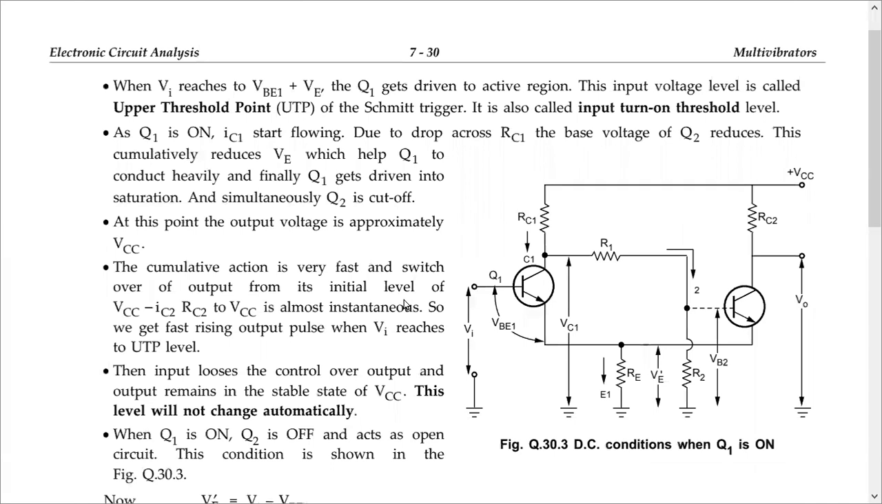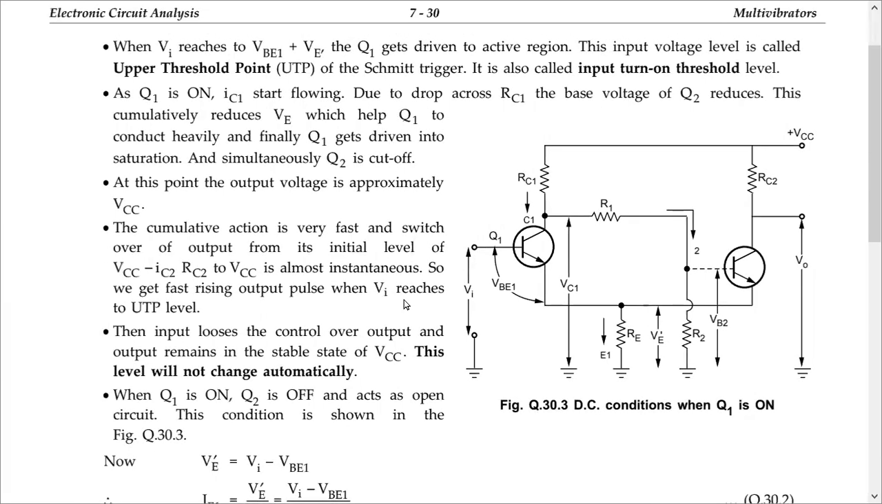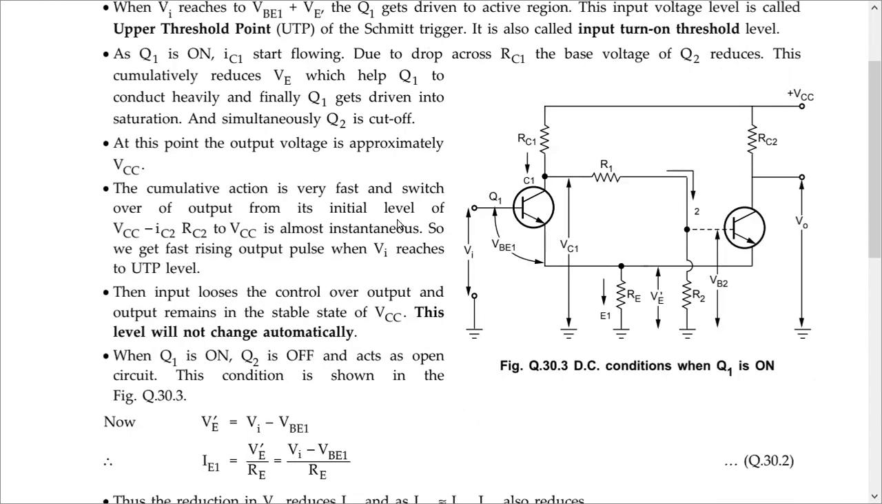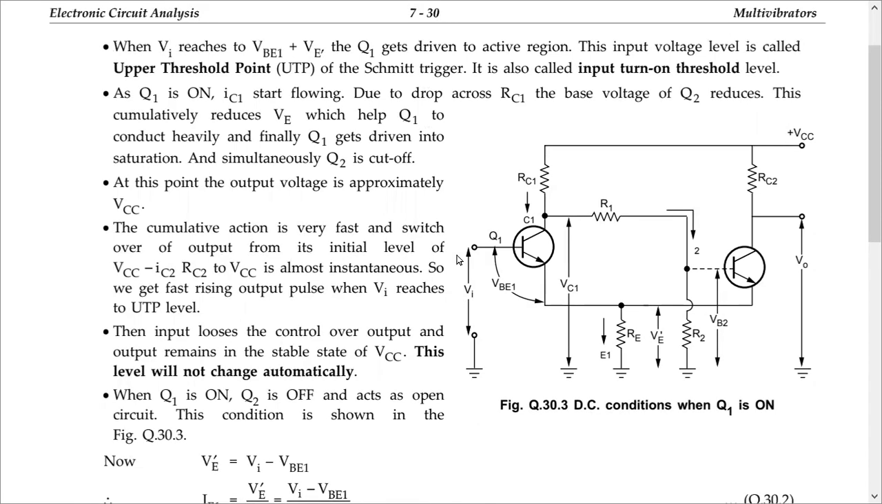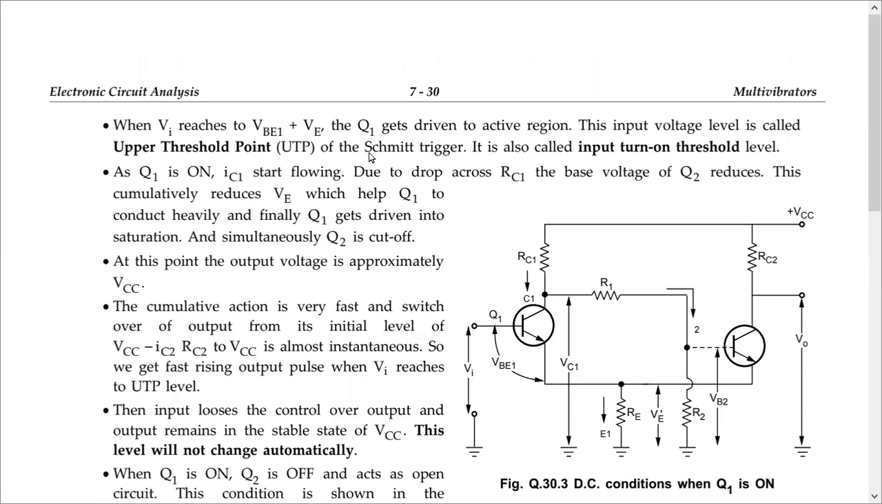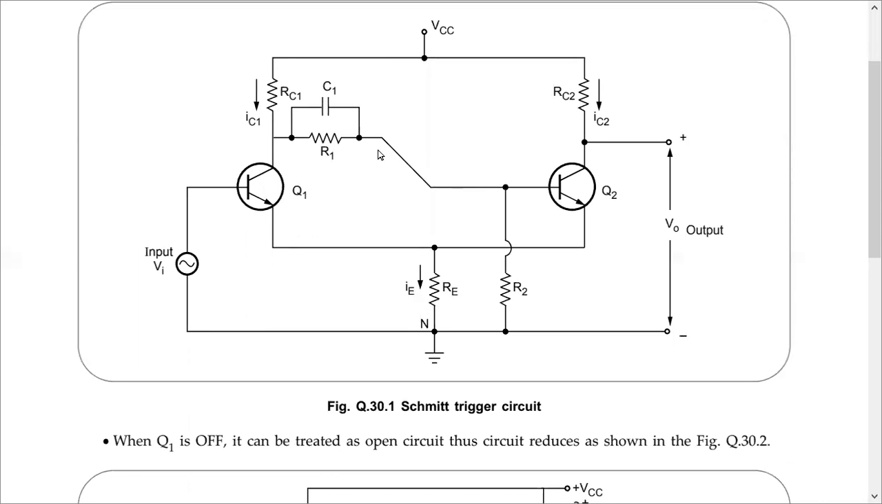Next we will consider the DC condition. The DC condition means the case when we have not given any input voltage. We have already discussed the condition when the input voltage is 0.